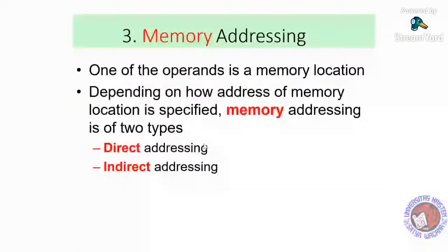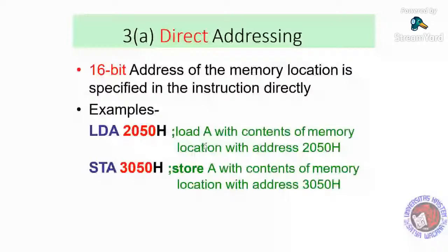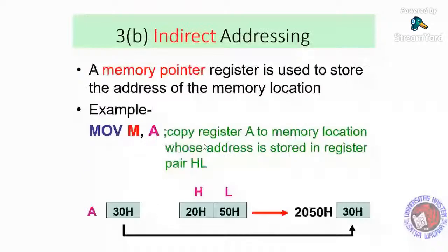So memory addressing has two types. For example, emulator with the memory with address 2050. You do the store, store E with the content of the memory location with the address 3050. This is direct addressing. In indirect addressing, for example, you use the memory pointer register to point to the address of the memory location.